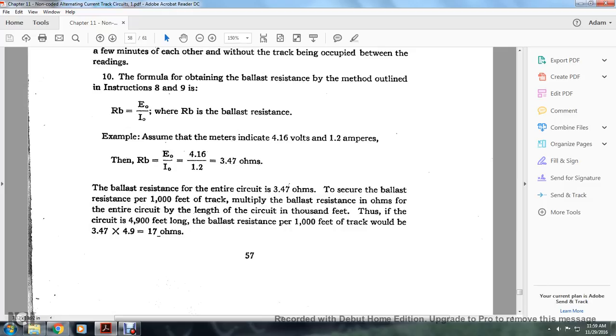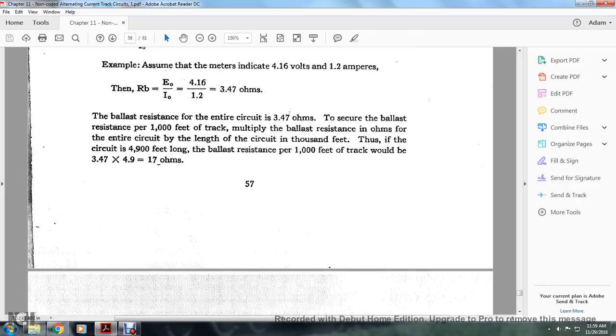The ballast resistance for the entire circuit is 3.47 ohms. To find the ballast resistance per 1,000 feet of track, multiply the ballast resistance in ohms for the entire circuit by the length of the circuit in thousands of feet. Thus, in a circuit 4,900 feet long, the ballast resistance per 1,000 feet of track would be 3.47 times 4.9, or 17 ohms.